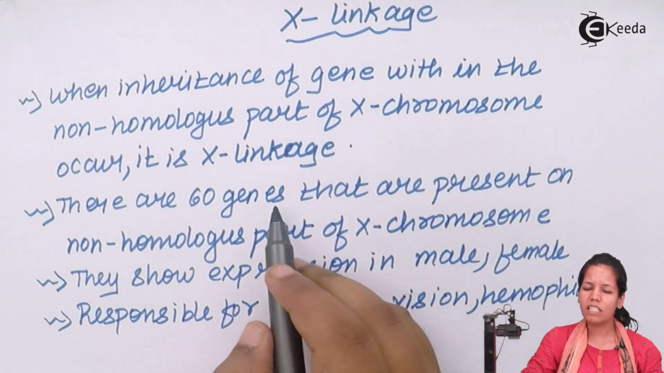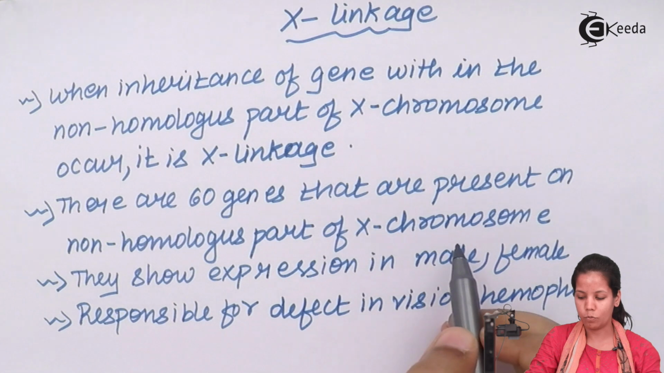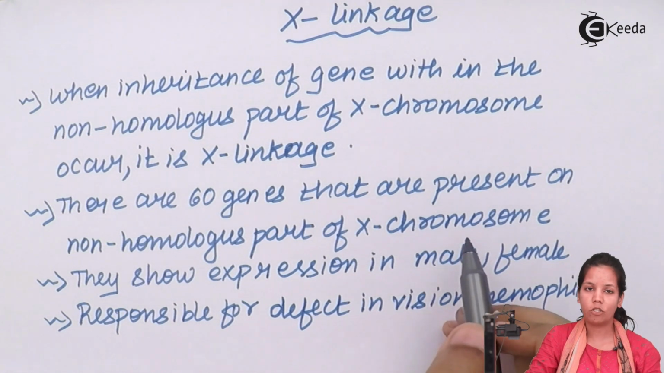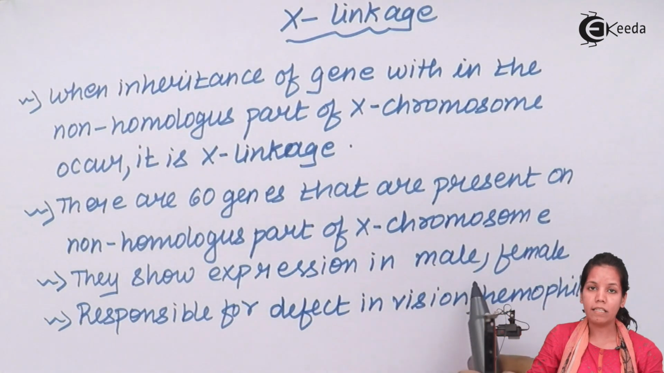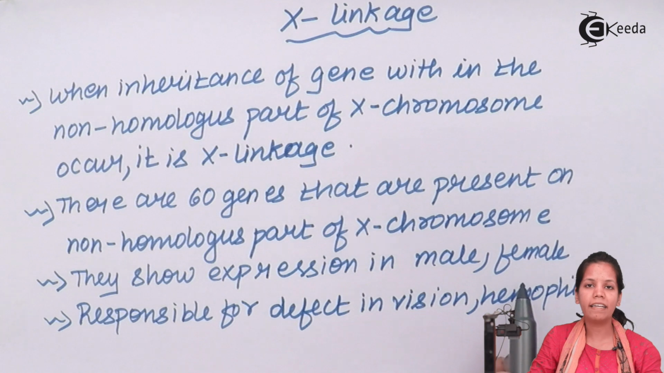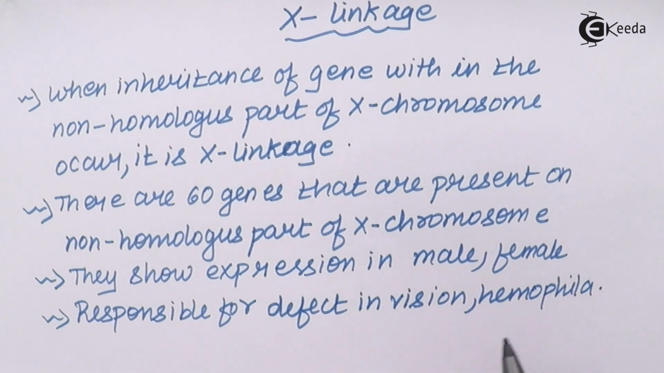There are about 60 genes present on the non-homologous part of the X chromosome, and these show expression, or produce certain proteins, hormones and enzymes, in both males as well as females. Their disruption, deletion or changes in structure can lead to various disorders, for example vision problems, myopia, hemophilia, etc.